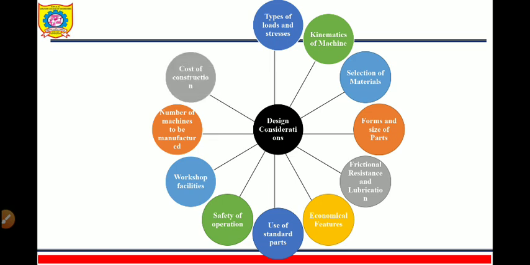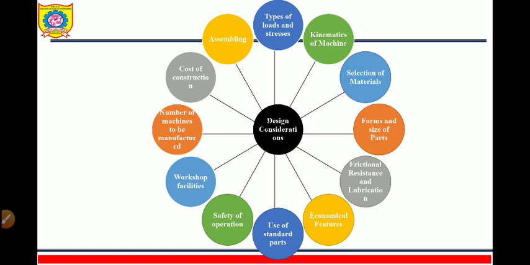Next is cost of construction. How much cost we need? How much cost is there of the component, that we also need to consider while doing the design. And last one is assembly. How we are doing the assembly? Either manual assembly, machine assembly, robot assembly, etc.